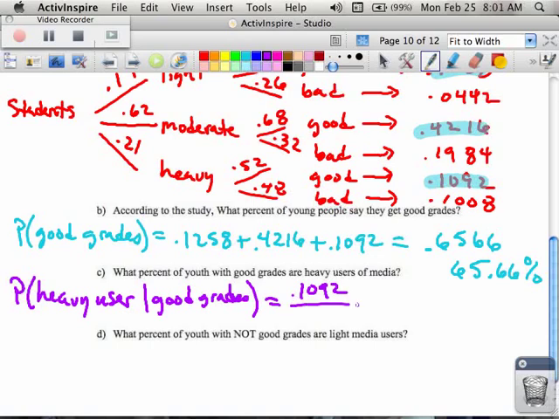And then that is out of the total good grades, which is 0.6566. So we know that the good grades is 0.6566, and the heavy users with good grades is 0.1092, for a grand total of 0.166. And again, we're going to write it out as a percentage, so we would say 16.6%. So intersection on the top, total possibilities on the bottom.